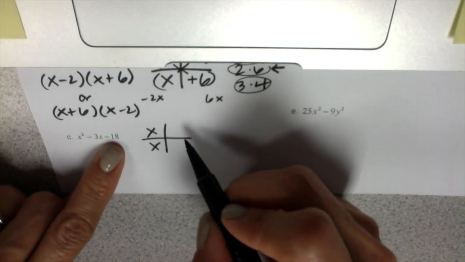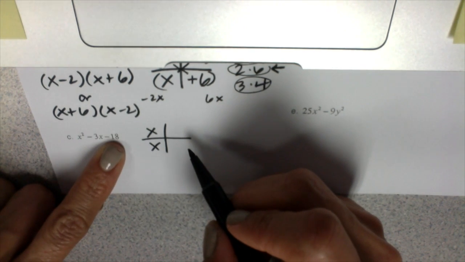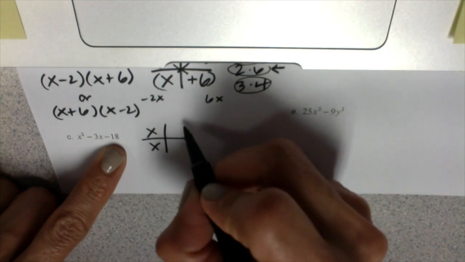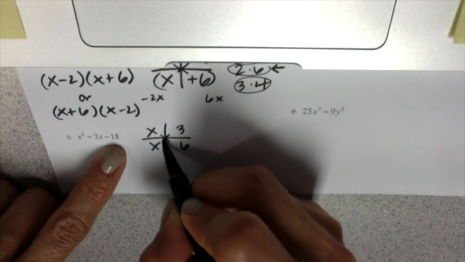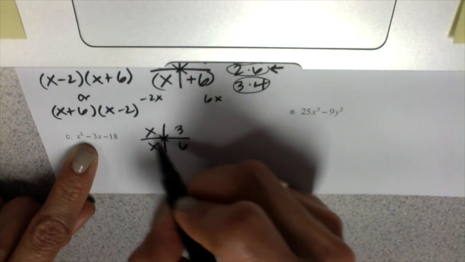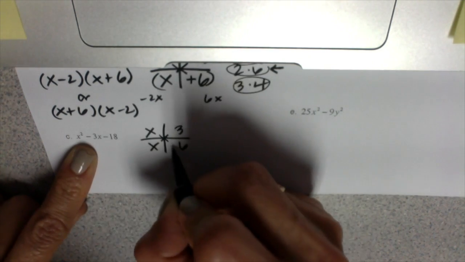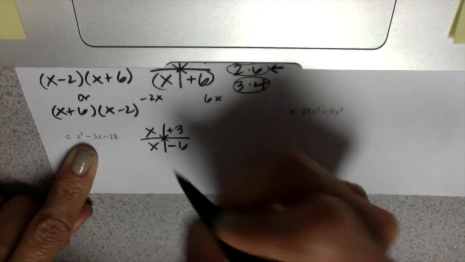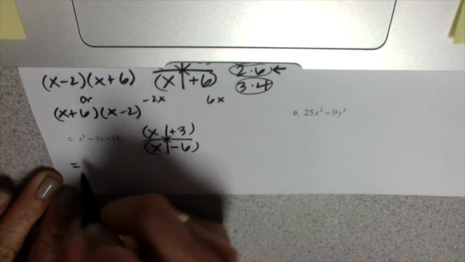we're thinking what times what gives us 18. You can do 1 and 18, 2 times 9, or 3 times 6. So let's use 3 and 6. Now these, 6x and 3x, need to combine to make negative 3x. So if you use 6x and 3x and you're trying to combine them to negative 3x, the 6 is negative and the 3 is positive. And your answer goes left to right, so make sure you write it out.